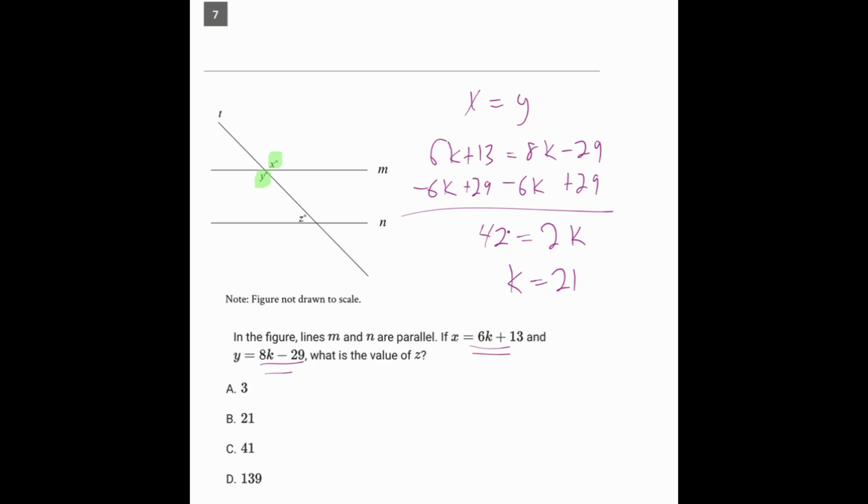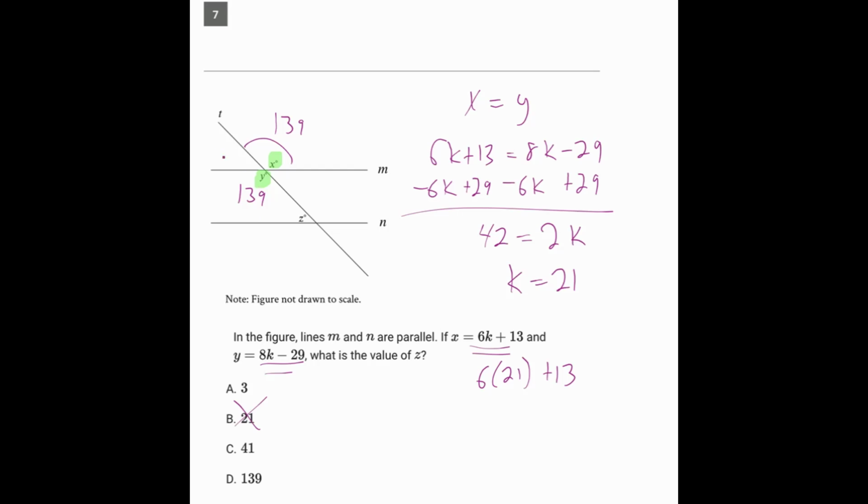And if k is 21, what's that going to do for us in terms of making sense of the angles? Now beware, 21 was one of the answers, but that's not the answer we should be choosing. It's a really good decoy. So let's fill in our values. This one here was 6k plus 13. K is 21. So 6 times 21 plus 13, and on a calculator, that equals 139. So this is 139. Those two angles are equal, so this will also be 139.